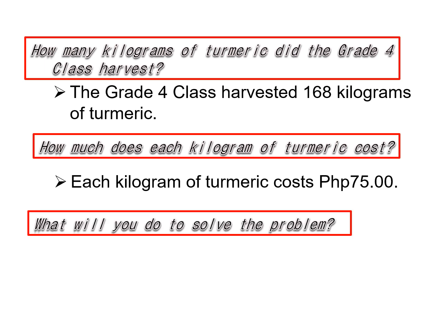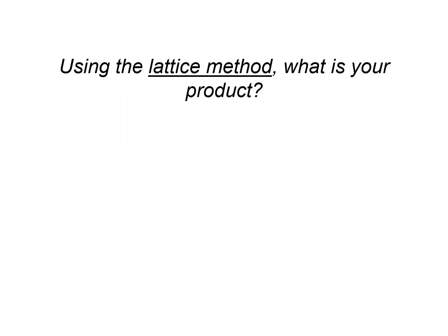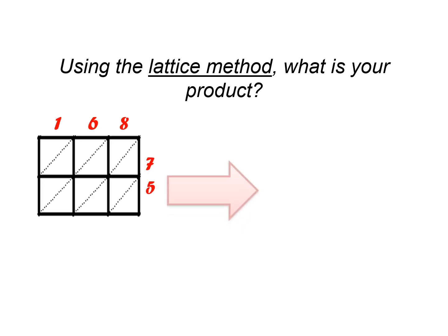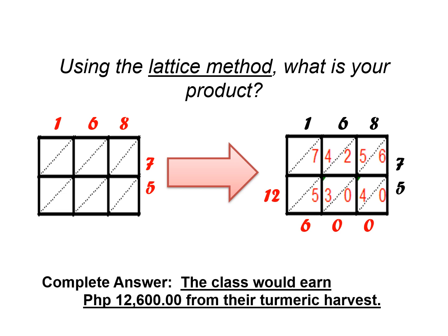What will you do to solve the problem? By using the short method, long method, or lattice method of multiplication. This time, using the lattice method, what is your product? Are you ready? Let's see if you got it right. The complete answer is the class would earn 12,600 pesos from their turmeric harvest. Excellent job, kiddo!